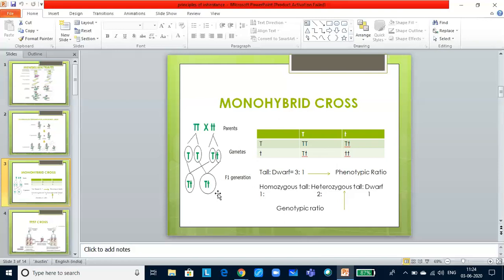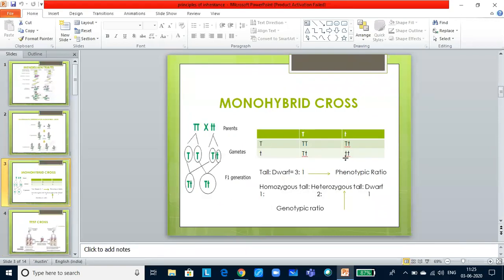Now, when these were selfed, self means the mother will also have the same genotype, and the father, the male parent, will also carry the same genes. So when he did it, he got capital T capital T tall, capital T lowercase t also tall, capital T lowercase t also tall, and lowercase t lowercase t dwarf. So out of the 4 plants, 75% or 3 plants were tall and only one was dwarf.